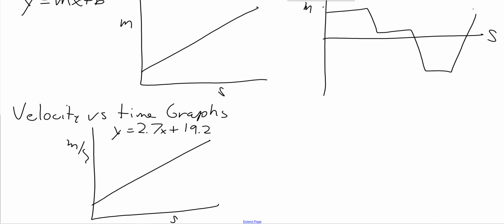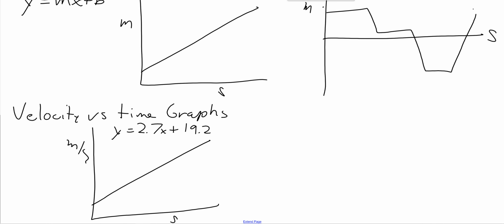What's the initial velocity of that object? 19.2 meters per second, right? Because the y-intercept would be how fast it was going at time 0. What's the acceleration of that object? 2.7 meters per second squared, positive, forward. Little things to remember there.